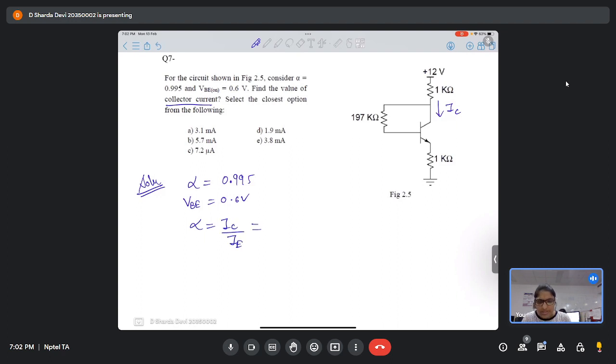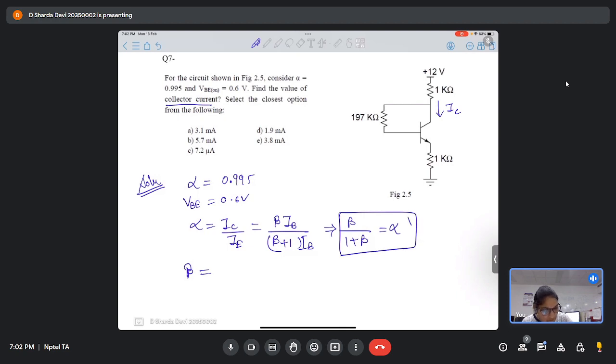If I want to write everything in terms of beta, I'll simply write it as beta IB upon beta plus 1 IB, right? So if I want to calculate beta in terms of alpha, how will you write beta? So here it is, beta upon 1 plus beta is alpha. This is clear how we got this?